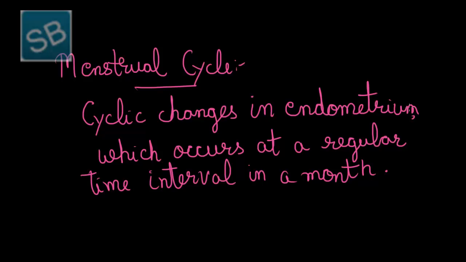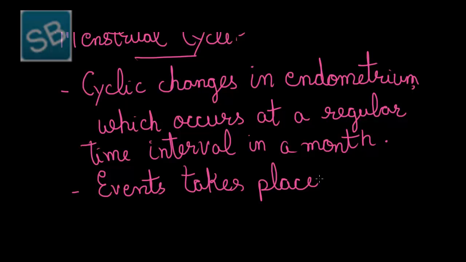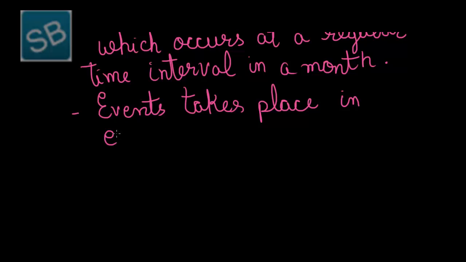These changes occur mainly due to change in the levels of female sex hormones, that is estrogen and progesterone. The events in this cycle can be divided into 28 days. That is, this menstrual cycle takes place every 28 days. Such an event of menstrual cycle is basically divided into three phases.